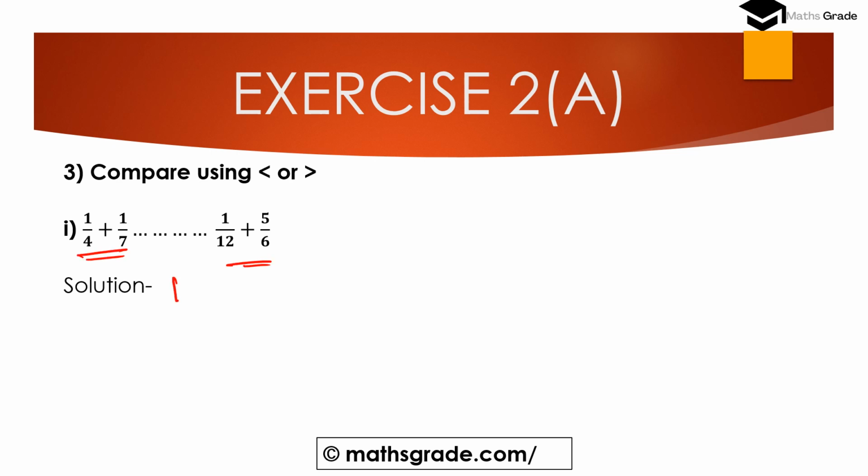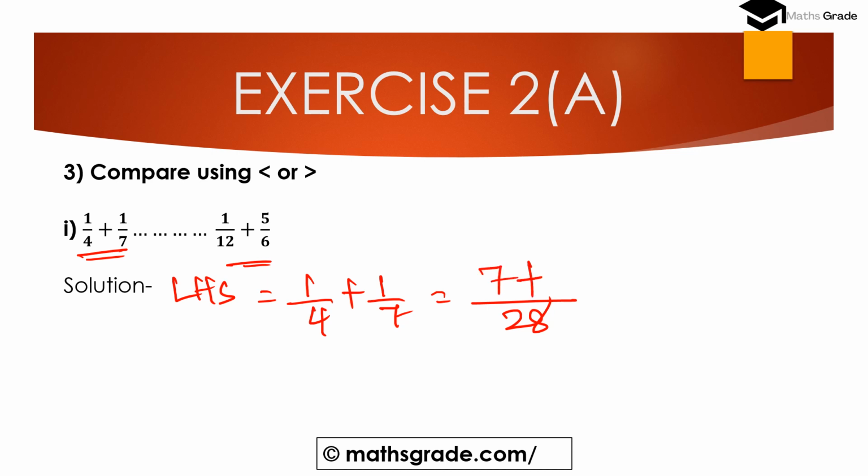First find out the left hand side value, that is 1 divided by 4 plus 1 divided by 7. Now find out the LCM of 4 and 7. There is no common factor, so LCM is 4 times 7, which is 28. Now divide 28 by 4 is 7, 7 multiplied with 1 is 7, plus 28 divided by 7 is 4, 4 multiplied with the numerator 1 is 4. 7 plus 4 is 11, so 11 divided by 28. This is the addition of 1 divided by 4 plus 1 divided by 7.